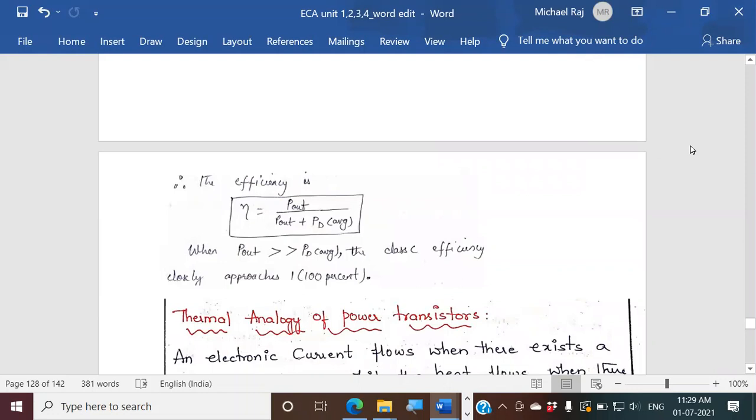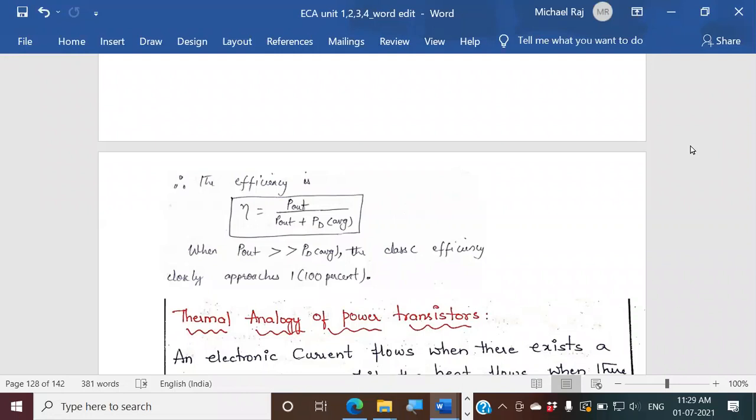Anyway, we know always we want maximum efficiency, isn't it? You're writing an exam, suppose somebody asks you, do you want less marks or more marks? You will say definitely everybody wants more marks. You join a job somewhere, you want less salary or high salary? Everybody wants high salary. Likewise, for an amplifier, we want the efficiency to be very high.